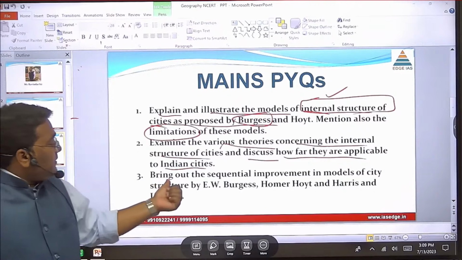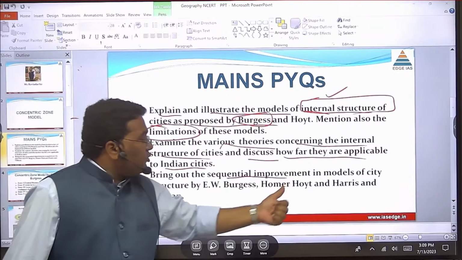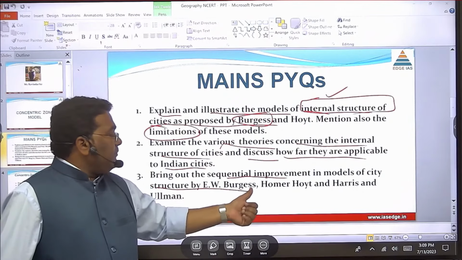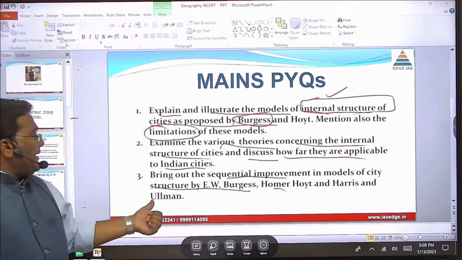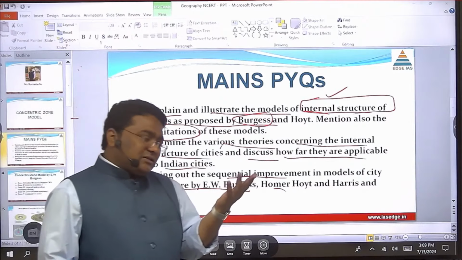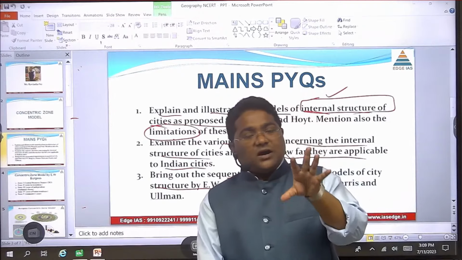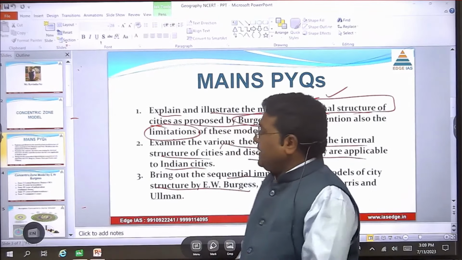Then the third question: bring out the sequential improvement of models of city structure by E.W. Burgess, Homer Hoyt, and Harris and Ullman. So there are three theories present. We will be learning one, because that is the heart of the internal structure of the city, right?